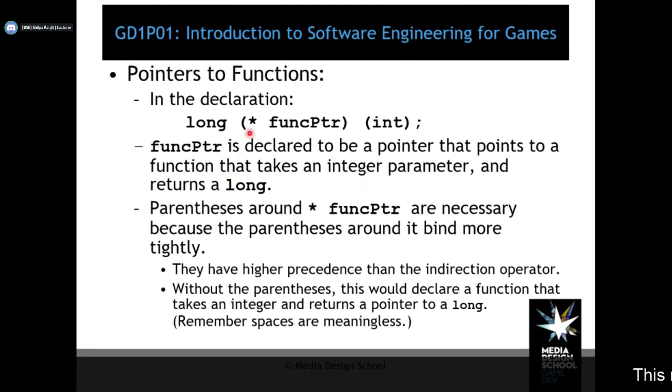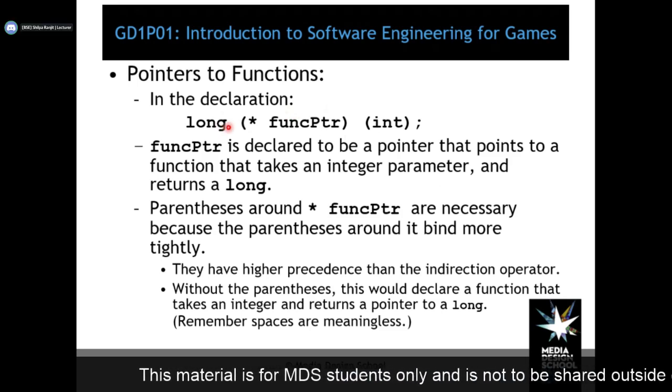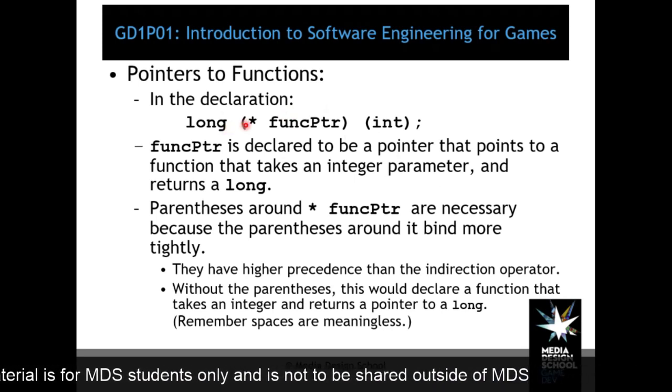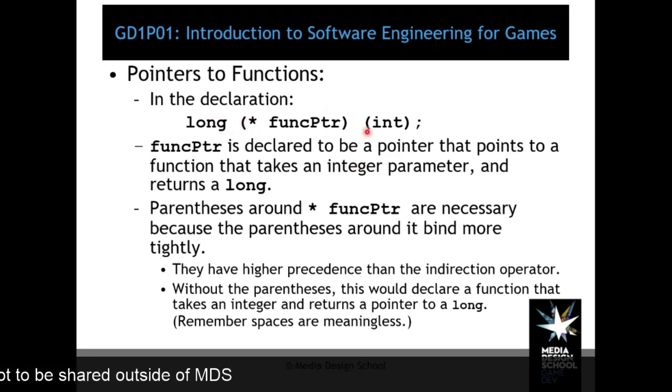So this parenthesis around this asterisk and function name is very important, because that is the only way that you can indicate that this is a pointer to a function. If you don't give this parenthesis, it means something else. All right. So the parenthesis around this binds it and says that this is a function pointer.